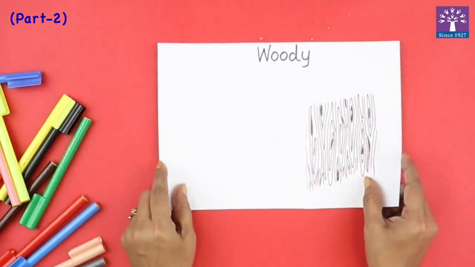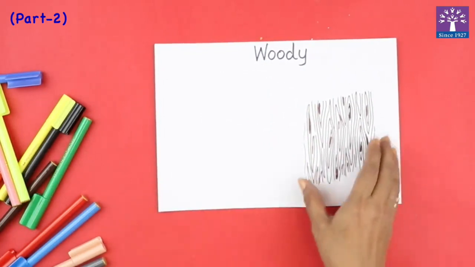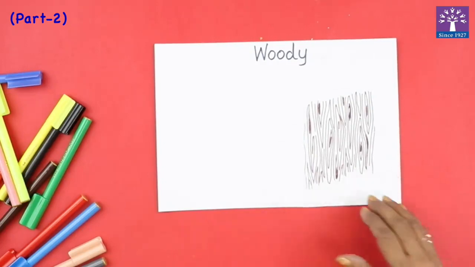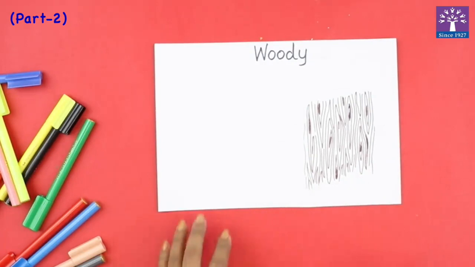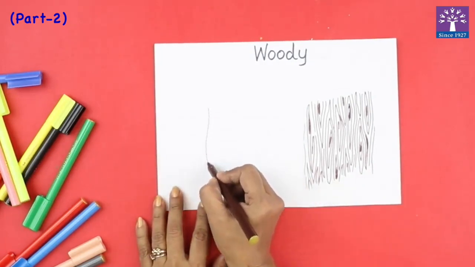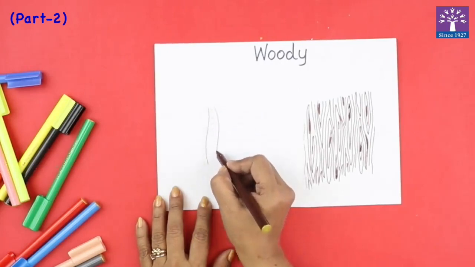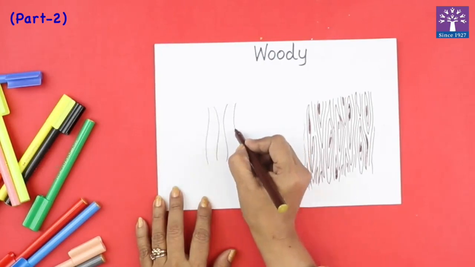The last texture that we are looking at is a woody texture. Now when you see this, it gives you an illusion or the feeling that you are looking at a wood. Let's learn how to draw this effect. Draw some random lines which are curved.